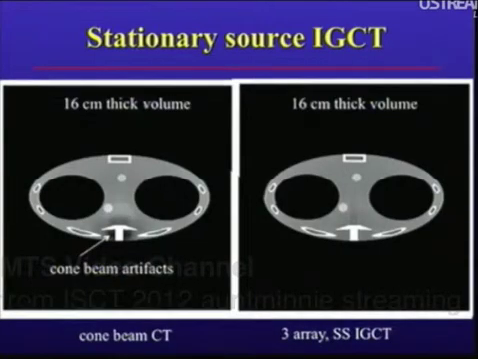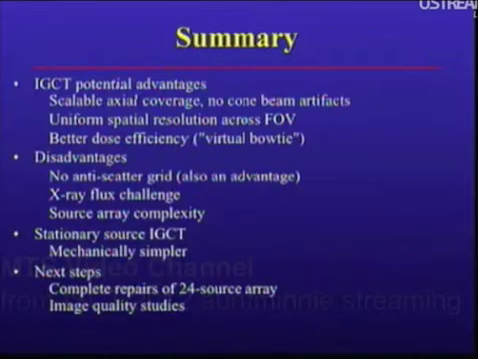And Scott has done some simulations of that. On the left, you see a conventional cone beam system with 16-centimeter thick volume and cone beam artifacts in the region of the spine, whereas the stationary source inverse geometry system with 3 arrays is relatively free of those artifacts. You see some other artifacts that we still have to deal with.